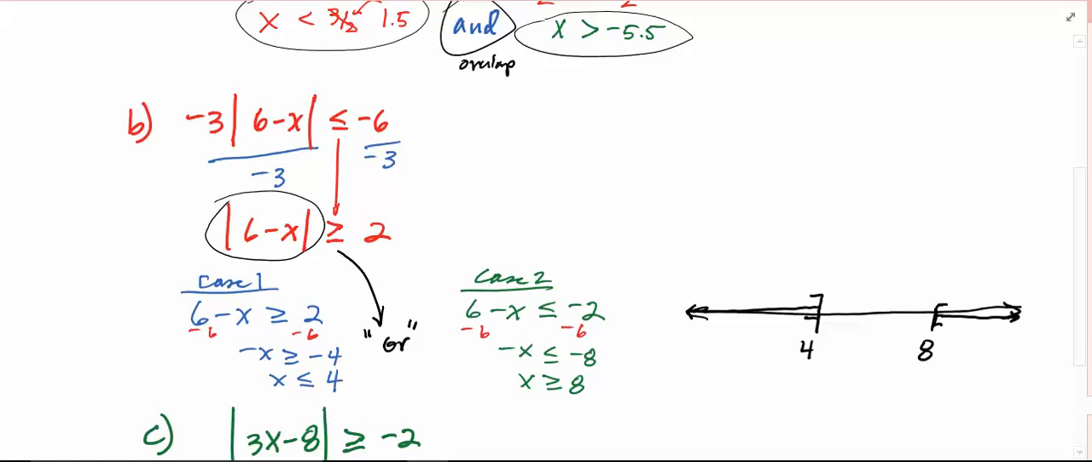And so my answer, I'll put it in red, is this. In this case we do have two sets going in opposite directions: anything less than or equal to 4, or anything greater than or equal to 8. Okay, let's take a look at the last one.